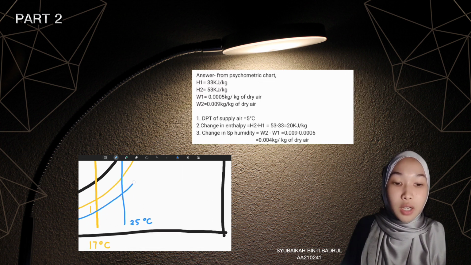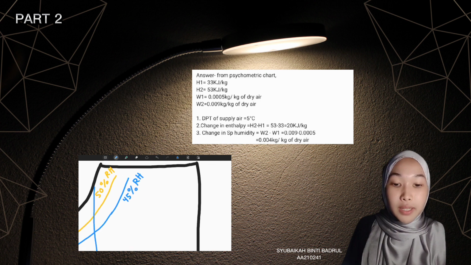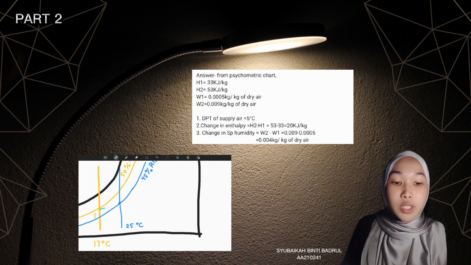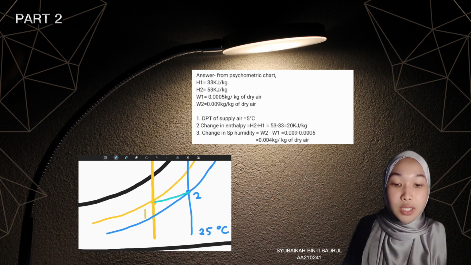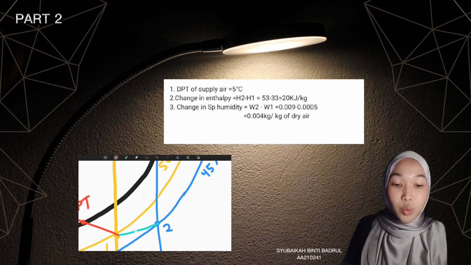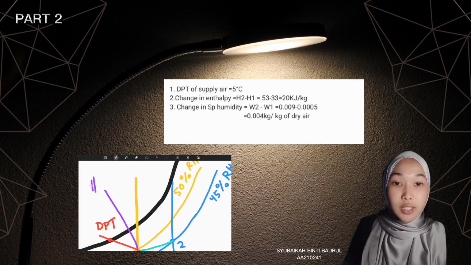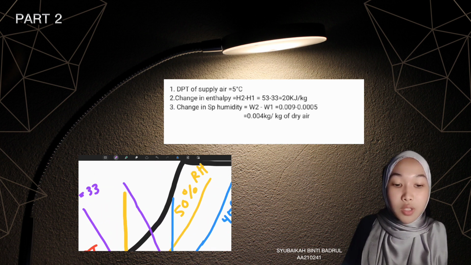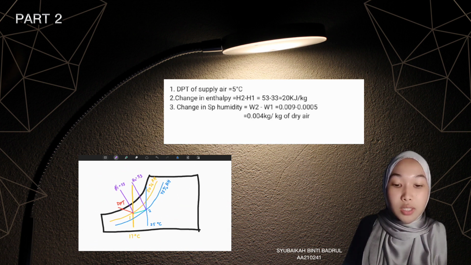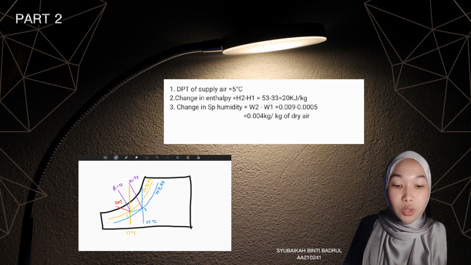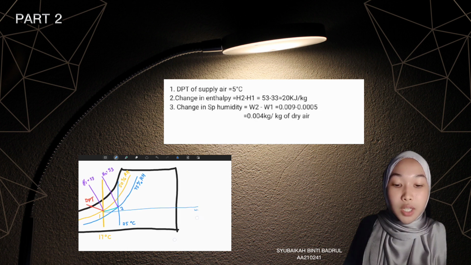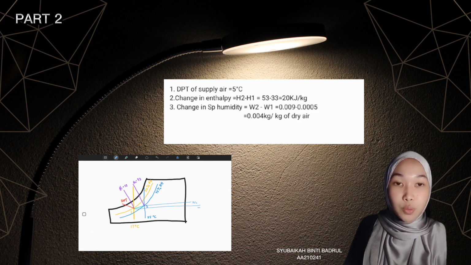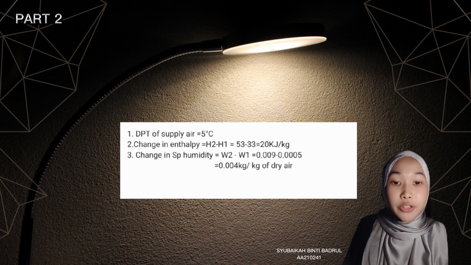First, we have to find out dew point temperature of supply air. So at point 1, dew point temperature is 5 degrees Celsius. Now, next, we want to find out change in enthalpy during the process. So, enthalpy at point 2, which is H2, is 53 kJ per kg, and enthalpy at H1 is 33 kJ per kg. So, from the difference of enthalpy, we got change in enthalpy of the process 1 to 2.